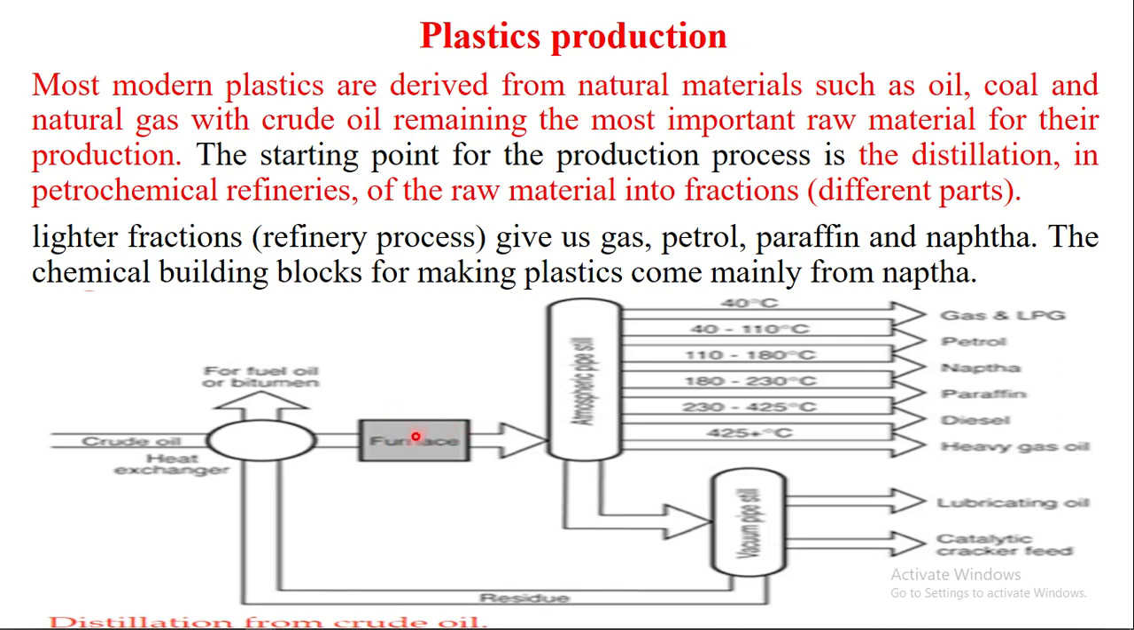Then the furnace is the equipment used for heating the material to a given temperature. The furnace temperature level is adjusted as you apply the heat. So the heat is applied here on the crude oil. Then the crude oil is decomposed into many products, based on their temperature levels and the weights of the materials.